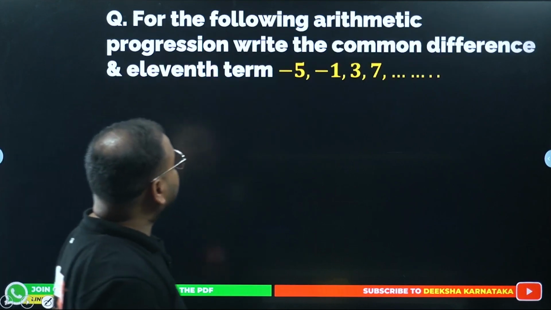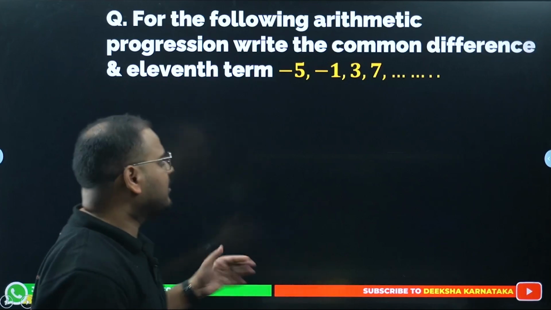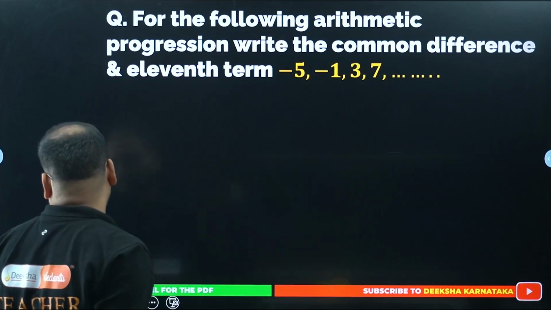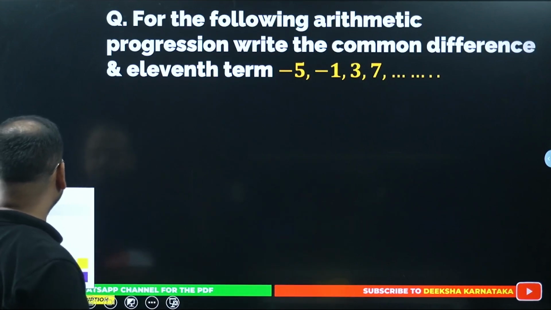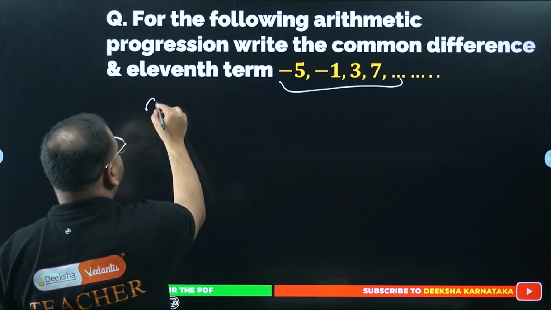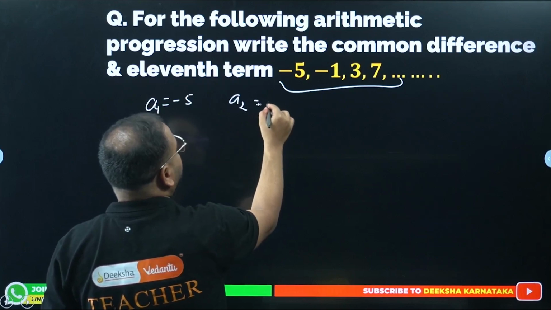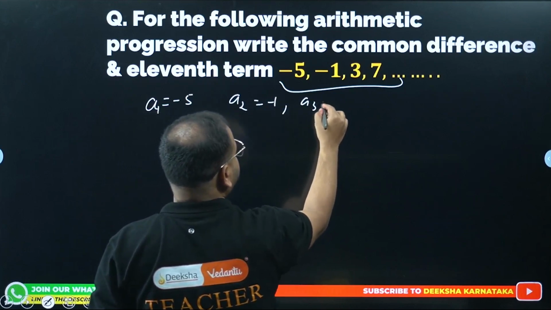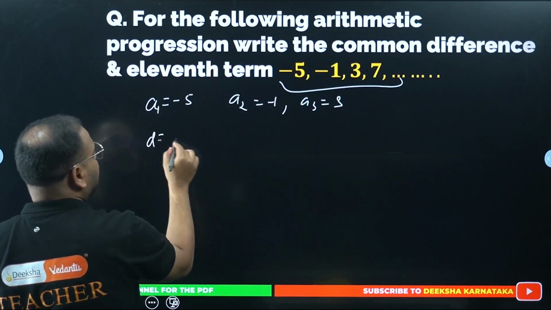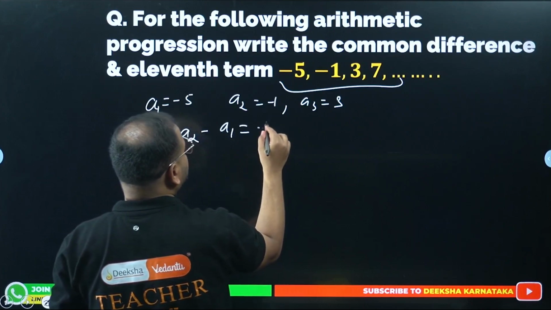All right. For the following arithmetic progression, write the common difference. Simplest question ever. We'll complete it in 30 seconds. They are saying that it is an arithmetic sequence, just find the common difference. How do we find the common difference? We take the terms. What is my first term? A1 is minus 5. A2 is minus 1. A3 is 3. What is the common difference formula? Consecutive terms difference. So A2 minus A1. How much is that?